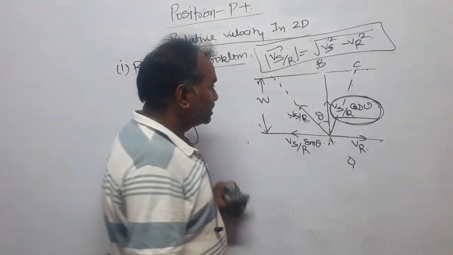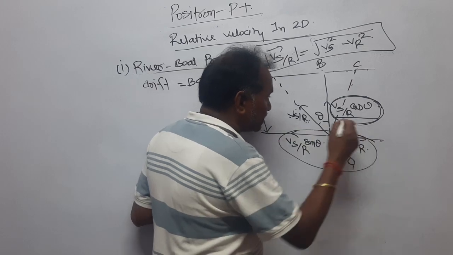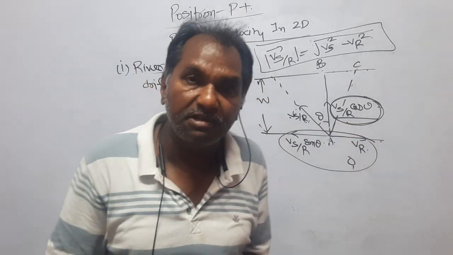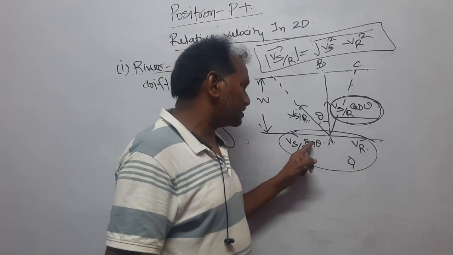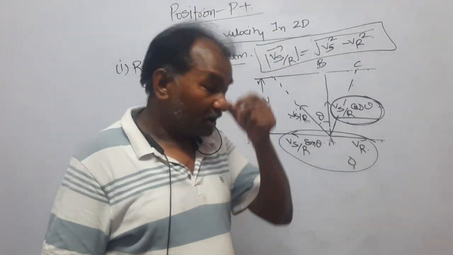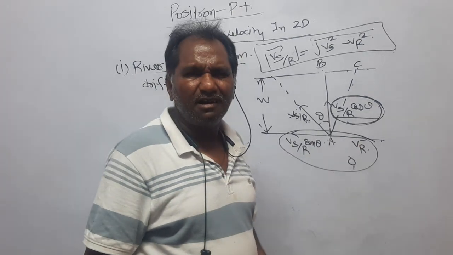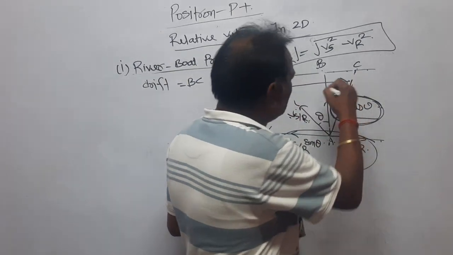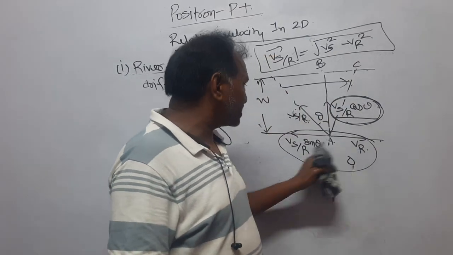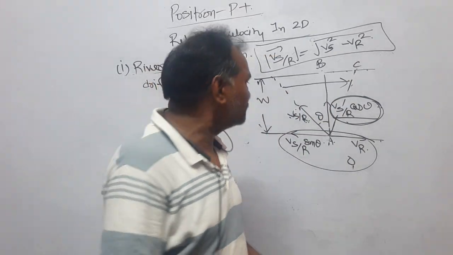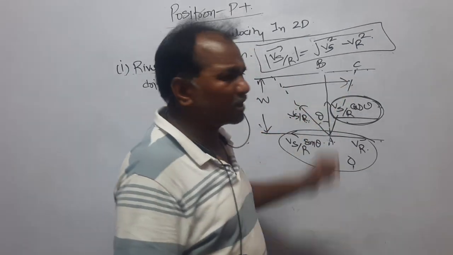Drift happens, this horizontal distance is covered because of the horizontal component of velocity. Now, we have two components, one is VSR sin theta and another is VR. Dear student, undoubtedly VR is greater than VSR sin theta, otherwise he would not have drifted. If the swimmer is drifted here, it means VR is greater than VSR sin theta. If VSR sin theta were greater than VR, the swimmer would not have come here.